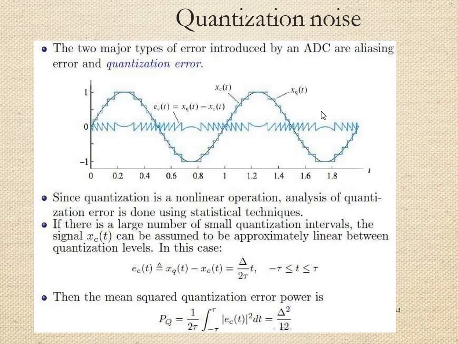Another term is quantization noise. The two major types of error introduced by an analog to digital converter are aliasing error and quantization error. Here we can see the signal. Since quantization is a nonlinear operation, analysis of quantization error is done using statistical techniques. If there is a large number of small quantization intervals, the signal x_c(t) can be assumed to be approximately linear between quantization levels. So we can use some formulas to find out the quantization error.